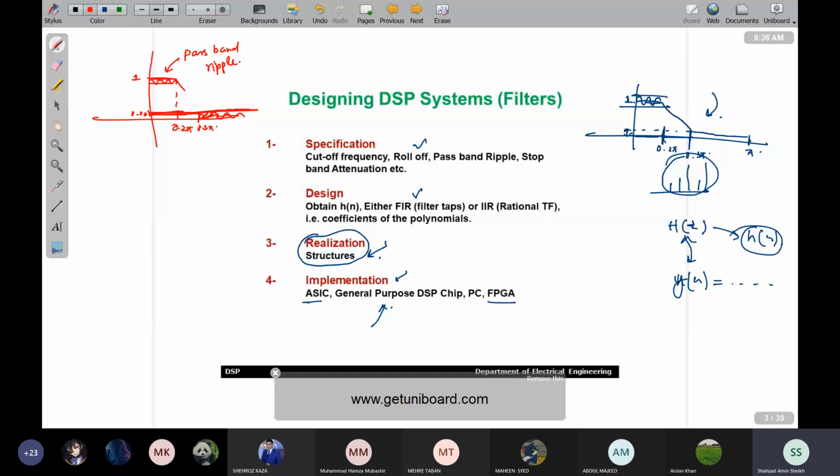What is roll off? Roll off is this: the range between 0.2 pi and 0.3 pi, because I am not concerned about what is happening in the range 0.2 pi to 0.3 pi. This is called my roll off. So these are the specifications, and when we will be designing in chapter number 7, you will be talking about these specifications, because we will be giving you specifications and you will be designing the filters.